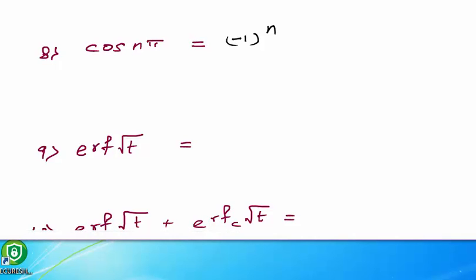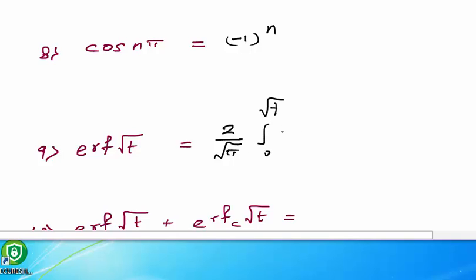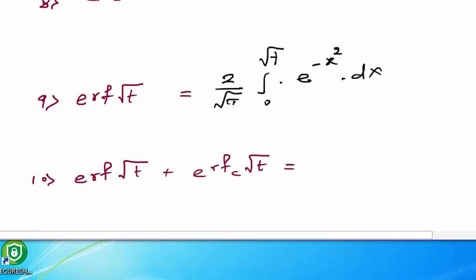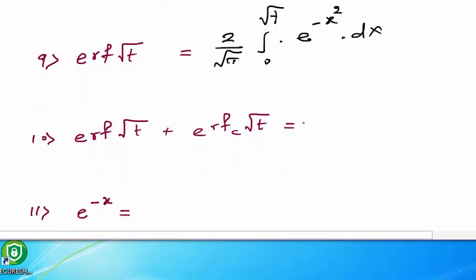Error function of root t. Now you rarely have to use the formula for this error function of root t, as we have already derived the Laplace transform of the error function of root t. But still, if you need to derive it, you should remember the formula. Error function of root t is 2 divided by root pi, integral from 0 to root t of e power minus x square dx. Error function of root t plus the complement of the error function of root t is 1.